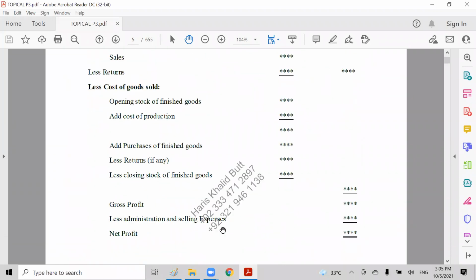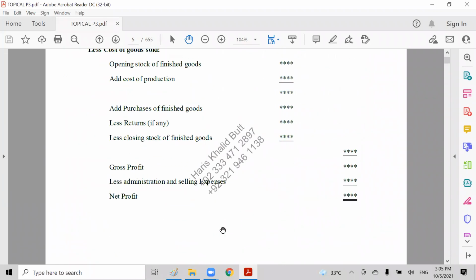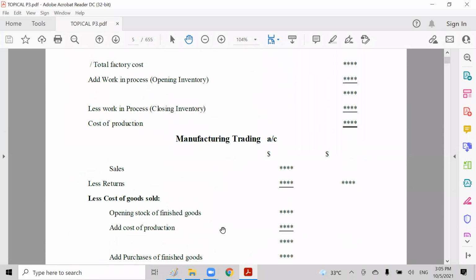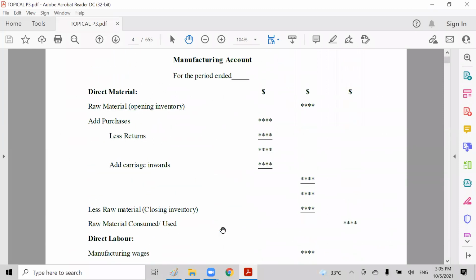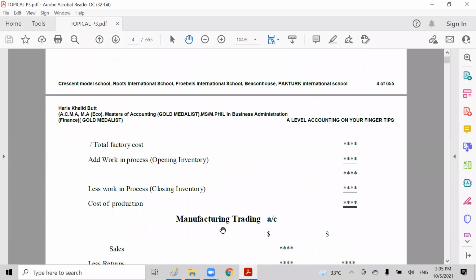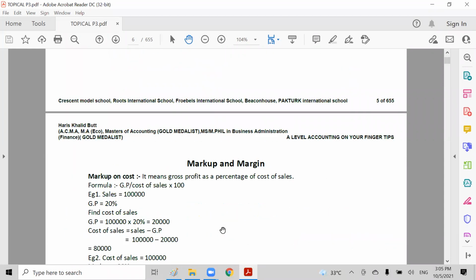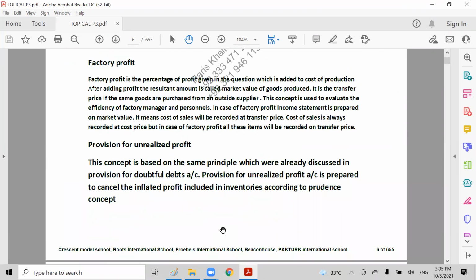That is not a big problem, but you need to memorize this format, because our questions will be based upon this format. And first, we need to prepare the manufacturing account. Then we are going to prepare the trading account and income statement, which is the same part which we have been doing in the previous chapters.